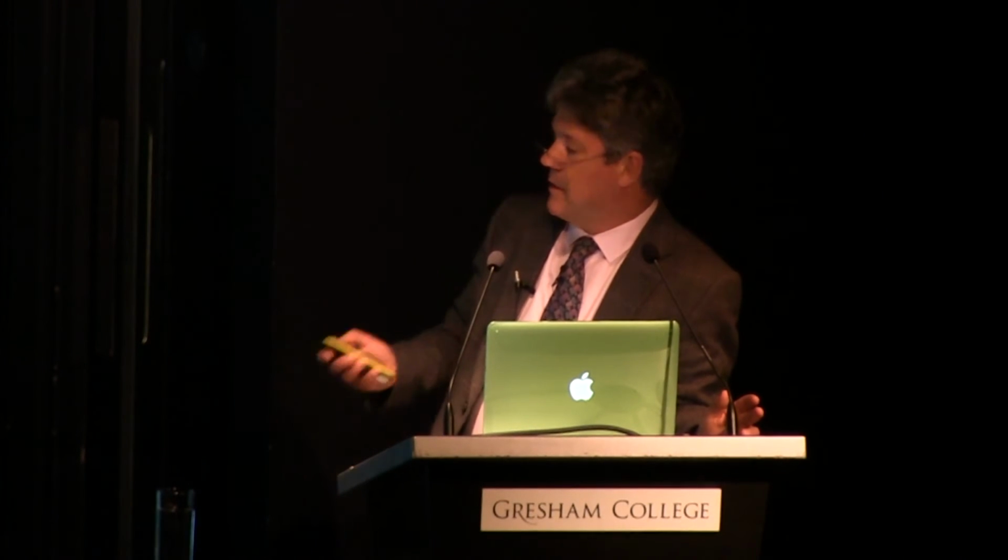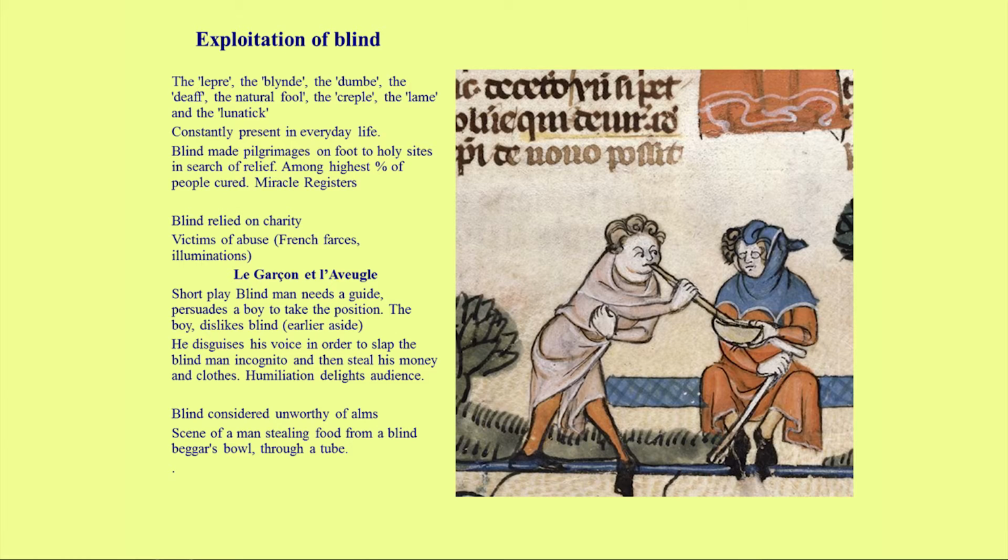As well as just being sources of humour, blind people could be exploited. And there's a short play, Le Garçon de l'Aveugle, the boy and the blind man, where a blind man needs a guide and persuades the boy to take on the position. Now, the boy dislikes the blind. He says this in an aside earlier on, and he then disguises his voice in order to slap the blind man about incognito, steal his money and his clothes, and this humiliation of this blind beggar delights the audience. At this period now, blind people are being considered unworthy of alms. And here's a scene of someone surreptitiously stealing from the bowl of this blind man.